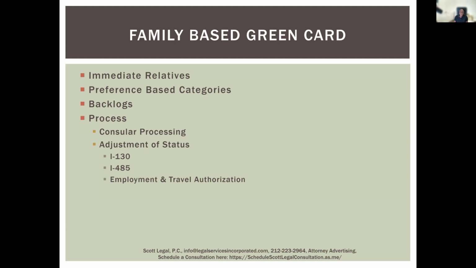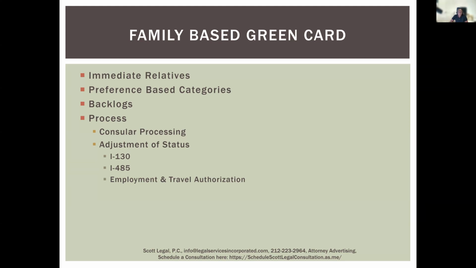Now, the reason the I-485 is really important and people love to file this, and the reason that we talk about whether the category is current, is because you can only file an I-485 application if A, you're in the United States, and B, the category is actually current, right?